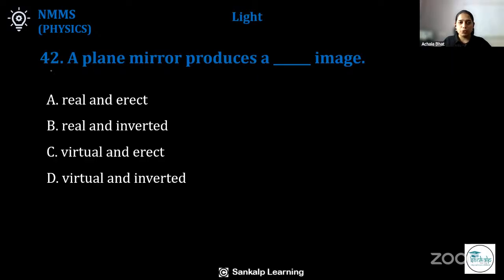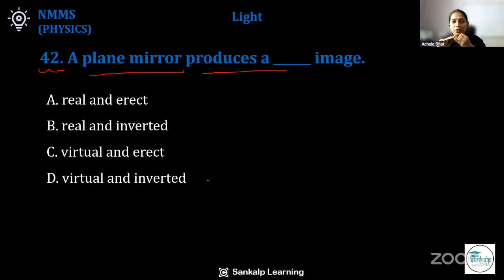Let us see question number 42 of NMMS Physics chapter Light. A plane mirror produces a dash image. Okay, your dressing table mirror produces which type of image? Whether that image is upright or upside down, straight or inverted. Yes, it is straight. It is upright. Upright is the correct word. It is an upright image, which means an erect image.